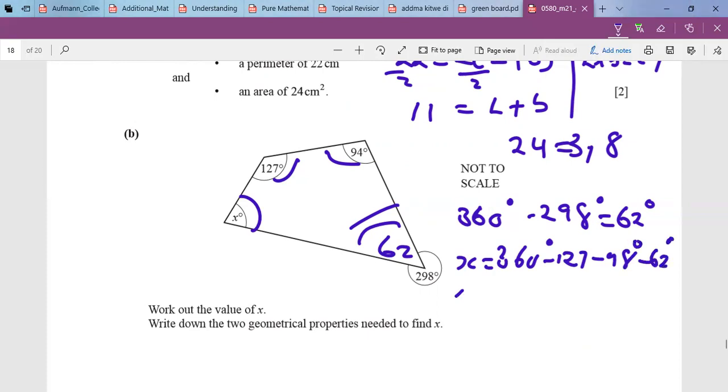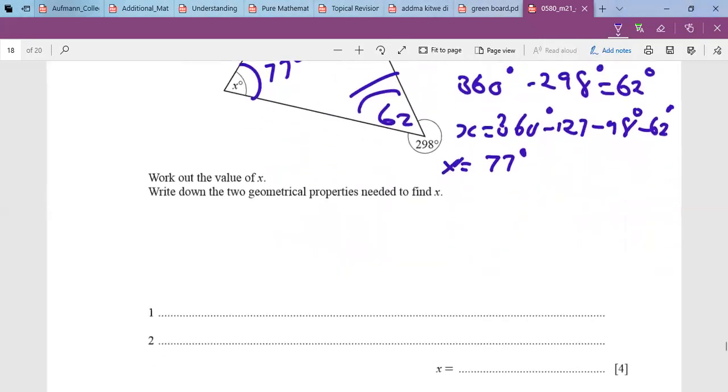So your x will be equal to 77 degrees. Write down the two geometrical properties needed to find the x.